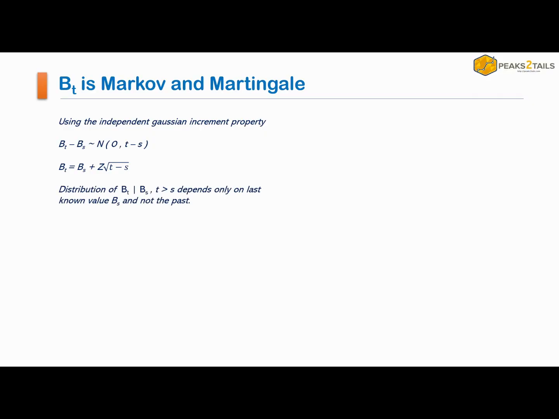Now the distribution of Bt given Bs. So we look at the expression Bt equals Bs plus z times square root of t minus s. So the distribution of Bt given Bs only depends on Bs. It does not depend on the past values. So the distribution of Bt only depends on Bs, which is the last known value. And that is called Markov.